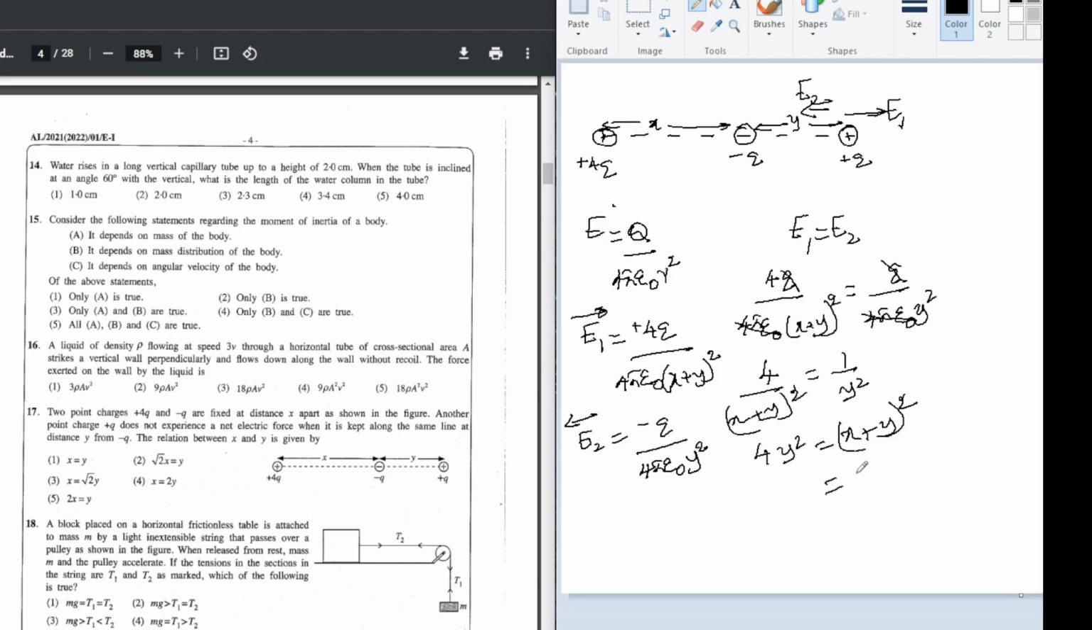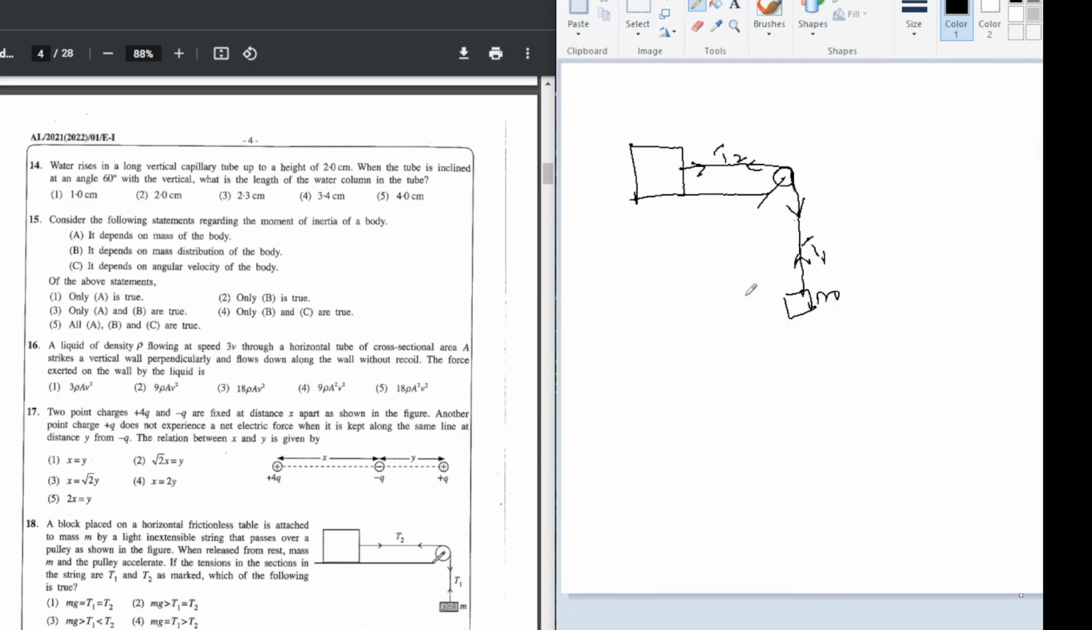If x is also y, then (y plus y) square is 4y square. So the answer must be 1, x equals y. When x equals y, you can simplify this equation: 4y squared equals 4y squared. Right hand side and left hand side both have 4y squared if x equals y. So answer is 1.